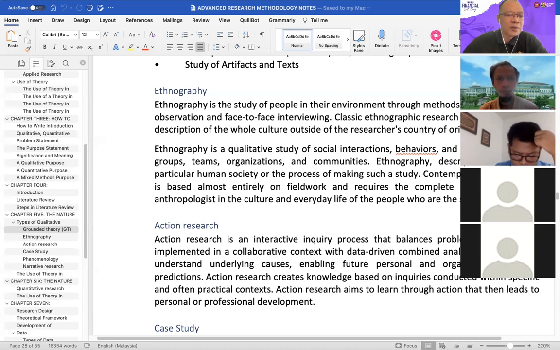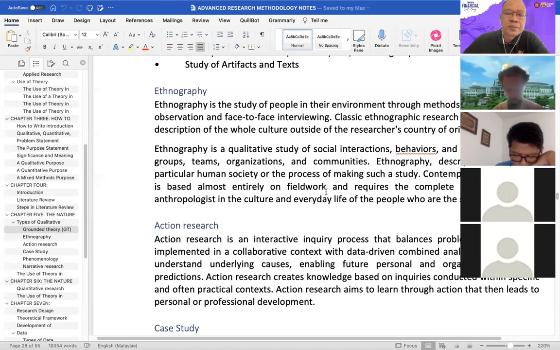Usually the researcher from a different country of origin tries to study the people in their original environment. So ethnography is a qualitative study of social interactions, behaviors, and perceptions within certain groups. For example, within the people of origin, within teams, organizations, and communities. Ethnography, descriptive study of a particular human society or the process of making such a study. Contemporary ethnography is based almost entirely on fieldwork.